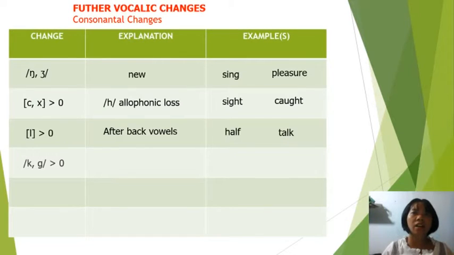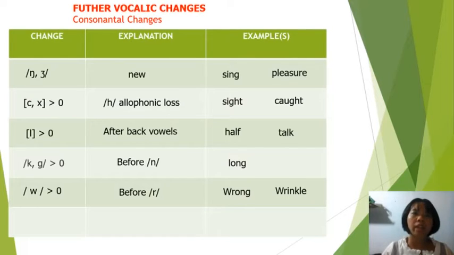Furthermore, we could observe a loss of k and g before final nasal. For example, the word long. Another change occurred in the 18th century: the labial approximant was dropped before an alveolar approximant, before words such as wrong became wrong and wrinkle became wrinkle. In addition, the post-vocalic R was lost in words such as mark became mart and water became water.